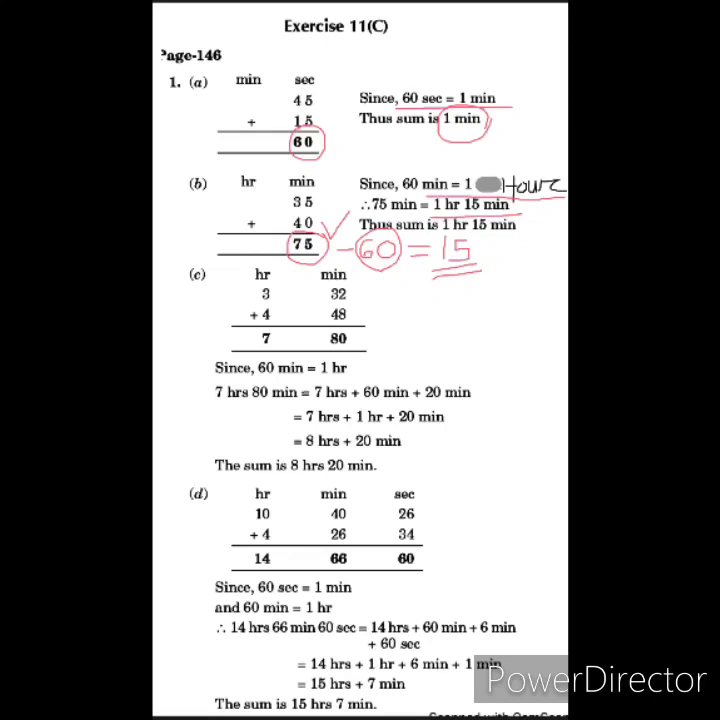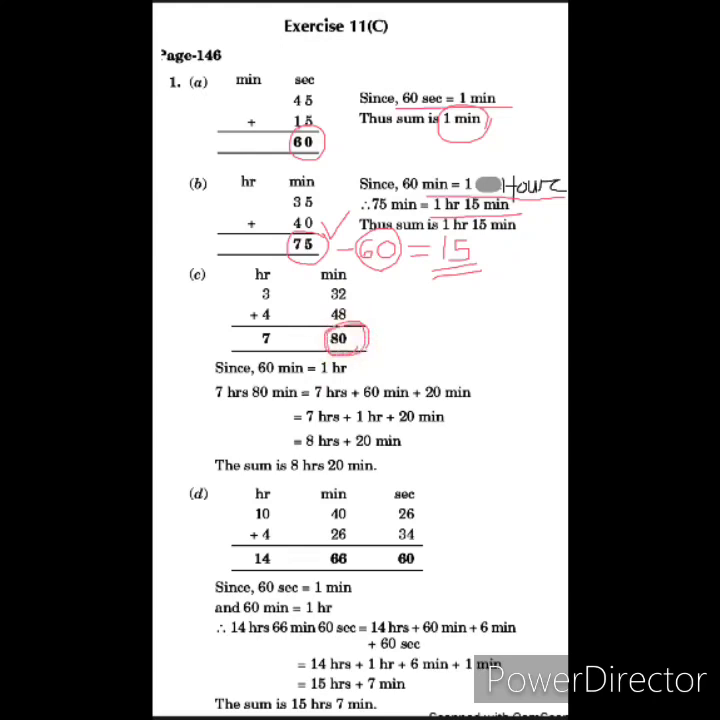Now let's move on to C number question. Here we have two groups, that is hour and minute. So the question will be read as 3 hours 32 minutes plus 4 hours 48 minutes. Now let's do the addition as we usually do it. The minutes will be added on the minute side and hours will be added on the hour side. So 32 minutes plus 48 minutes is 80 minutes.